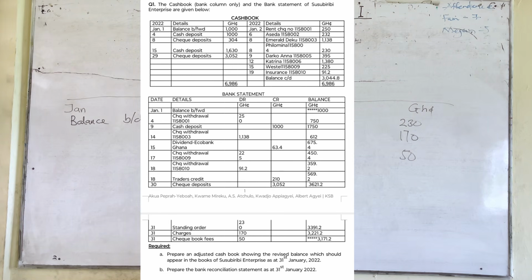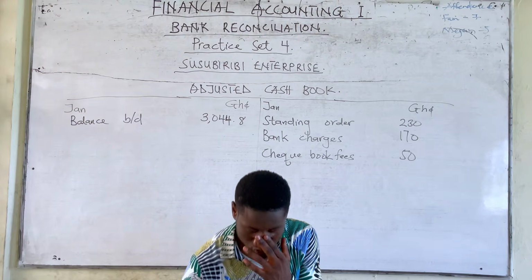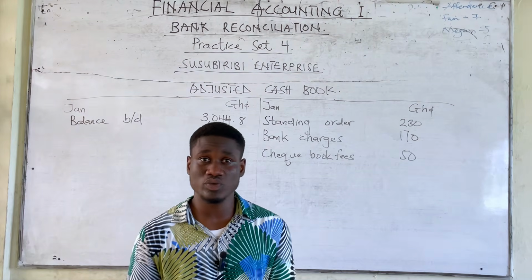63.4, which is dividend, was not found in the cash book. Okay, 63.4 was not found in the cash book. So what we are going to do is record that 63.4 in our adjusted cash book because it was a dividend we received.